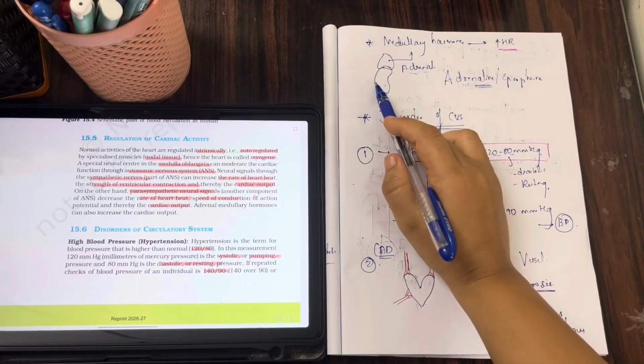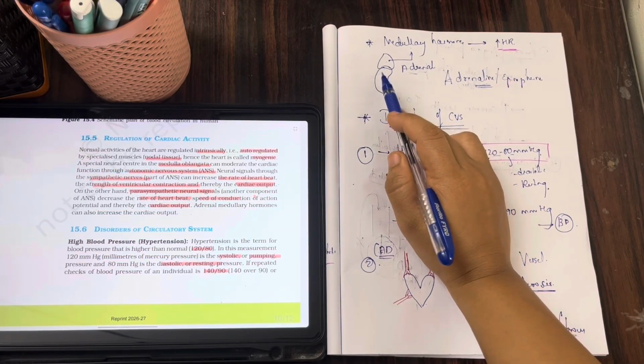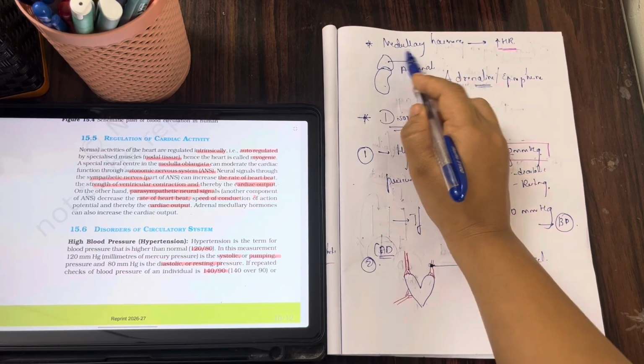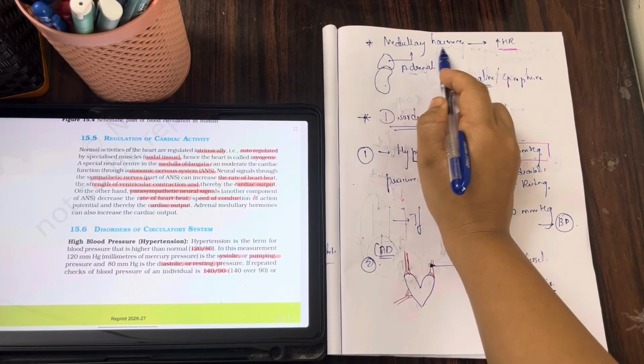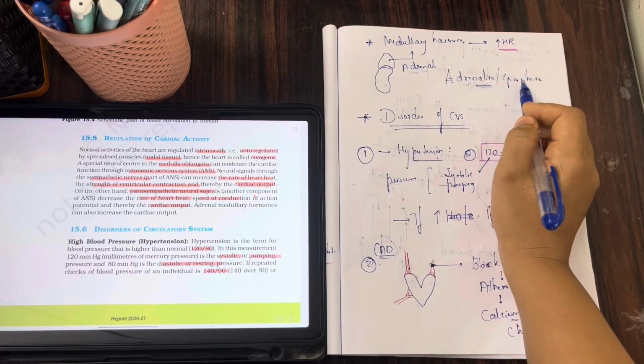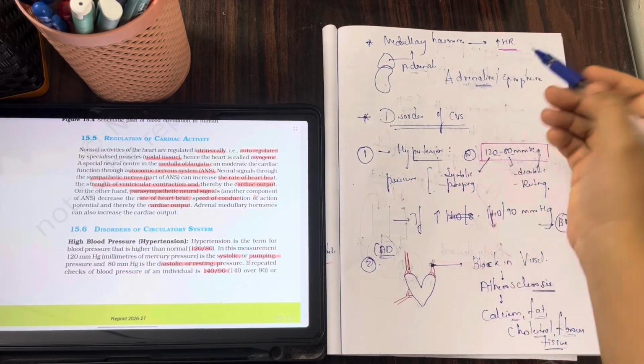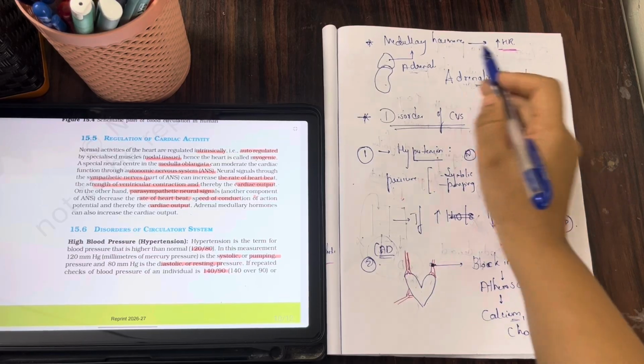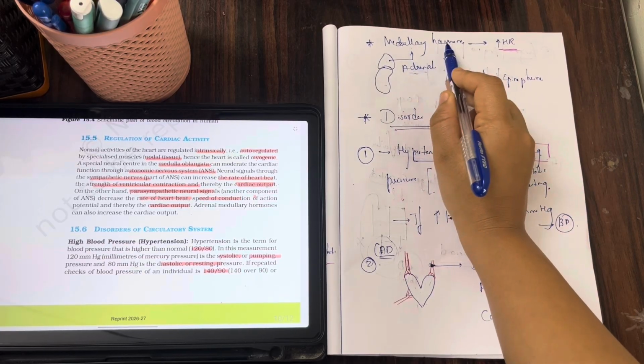As you can see here, this is a kidney, and above each kidney there is one gland called adrenal. Its center part is called medulla. It produces medullary hormones, that is adrenaline and epinephrine, which increase the heart rate. In scenarios like if you are scared or anxious, your heart rate suddenly increases. This is because of the increase in medullary hormone.